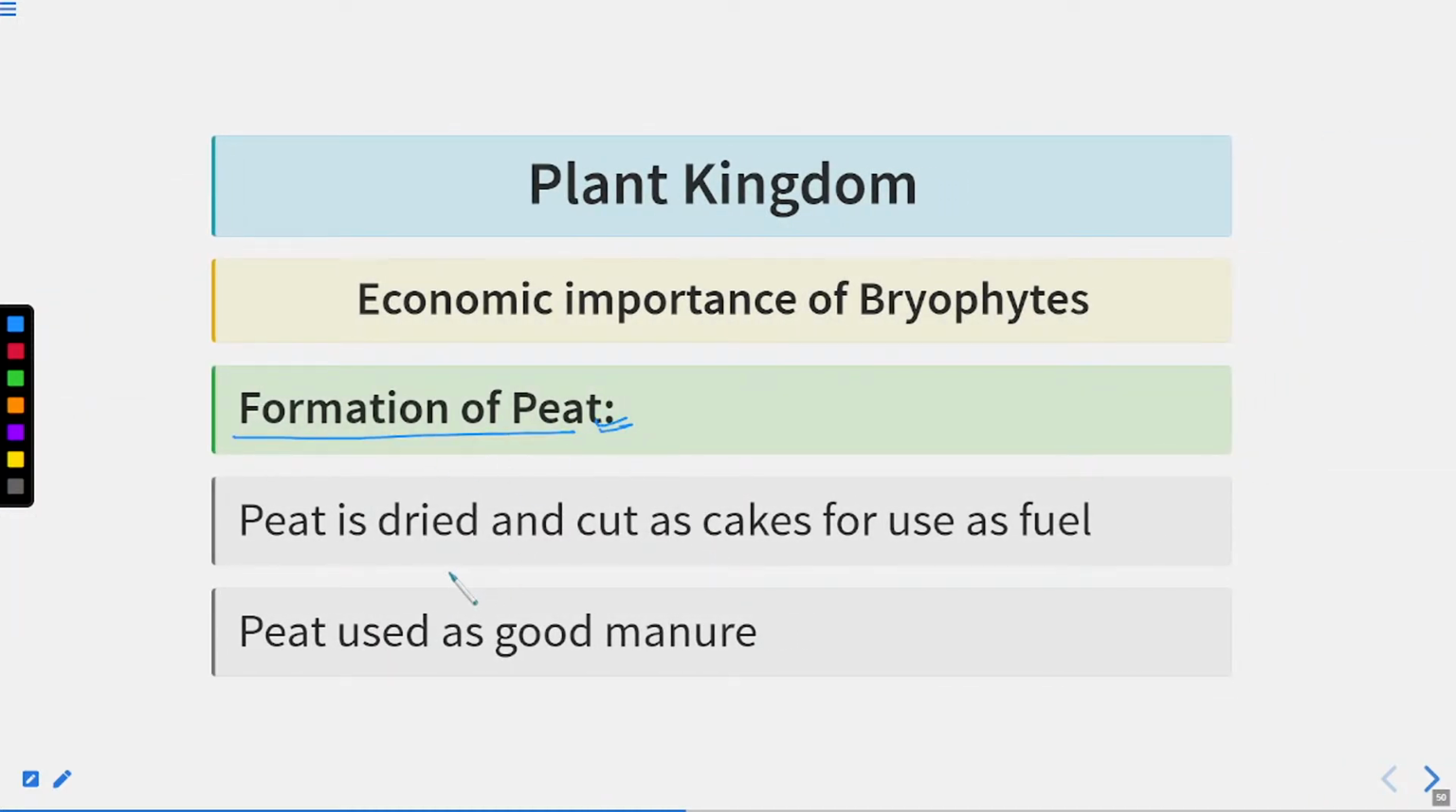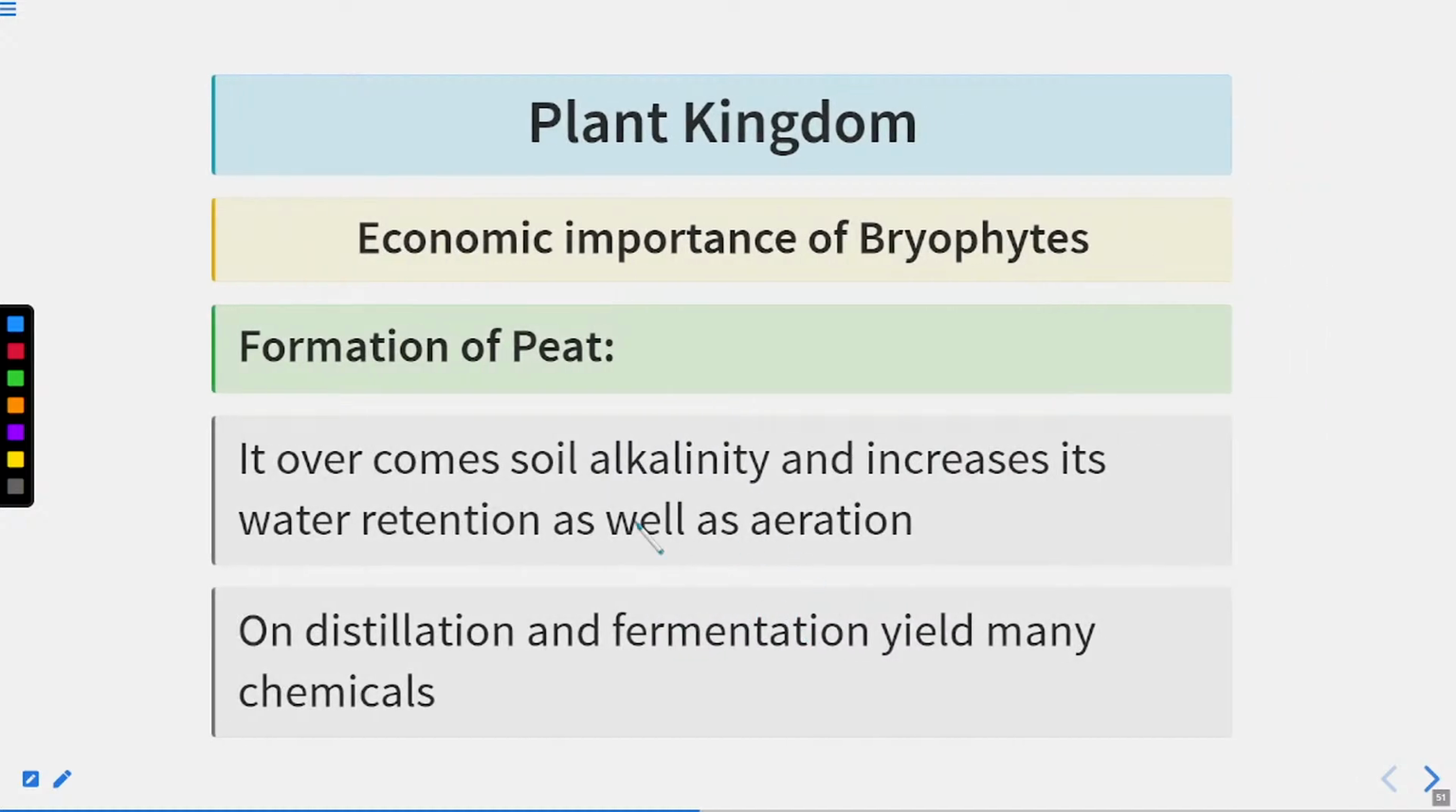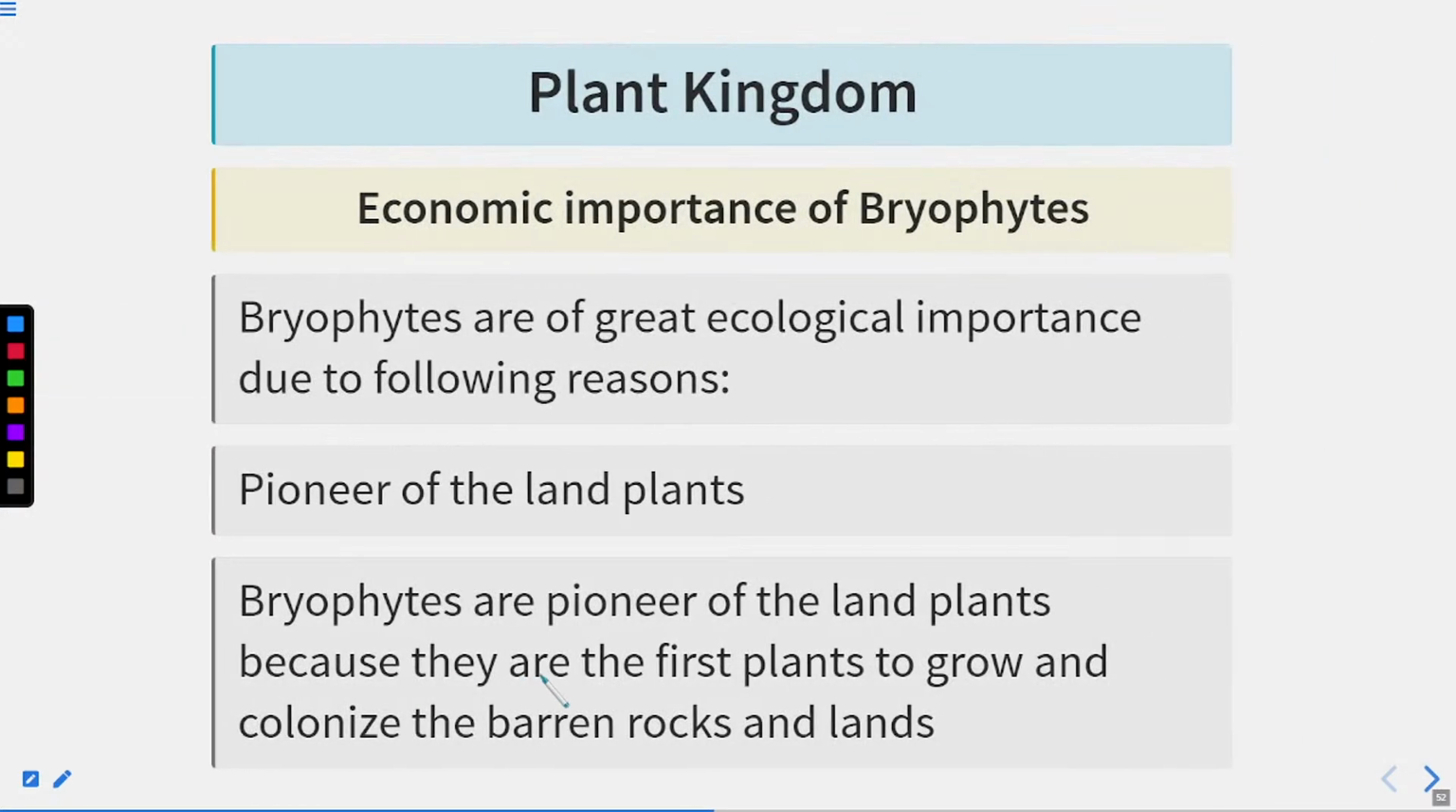Formation of peat. Now peat is dried and cut as a cake to be used as a fuel, right? So peat is a type of moss. When they dry up, they get compacted and are cut in the form of cakes, and that can be used as a fuel. Peat is also used as a manure. It overcomes soil alkalinity and increases its water retention capacity because they can absorb lots and lots of water. So it has a great capacity for water retention. On distillation and fermentation, they may yield different types of chemicals also.